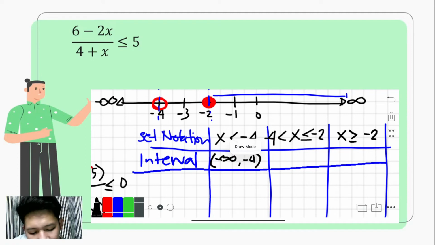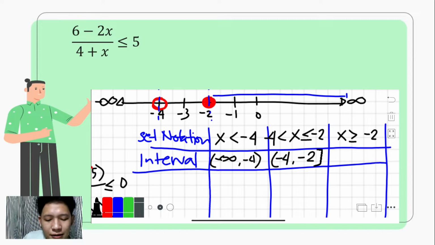And then next would be x is greater than negative 4, so that is parenthesis negative 4 down to negative 2. Parenthesis or bracket? Since this is included, it should be a bracket. Okay? So it's parenthesis negative 4, comma negative 2, bracket.